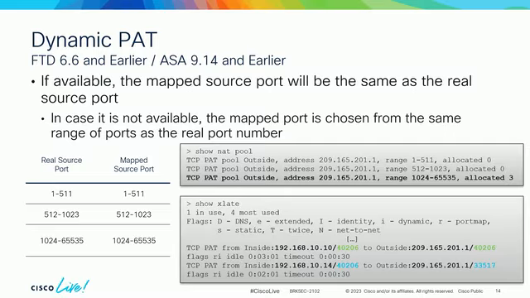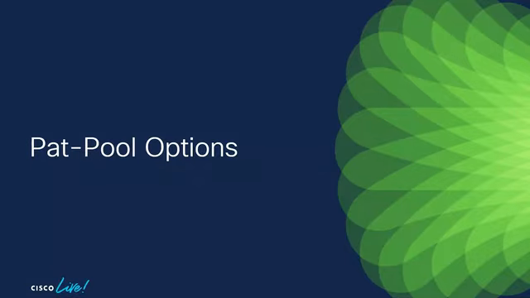And that is when we use a PAT pool. By default, when we use a PAT pool, the way the firewall works is that it will allocate all the ports for an IP address within a range before moving on to the next IP address. But this behavior can be modified if we use any of the PAT pool advanced options. And that is exactly what we will talk about in the next section.